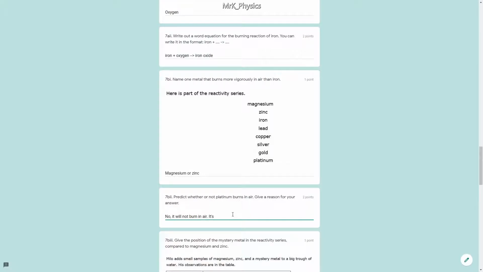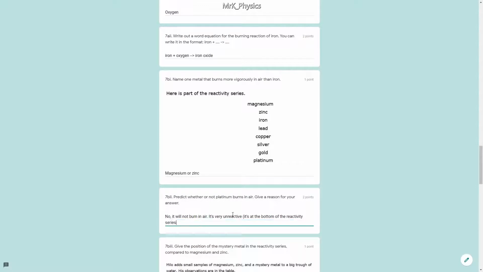It's very unreactive. You could say it's at the bottom of the reactivity series, or you could make a comparison and say it's less reactive than gold, which doesn't react with air. So if gold doesn't do it, anything lower or less reactive, that won't do it either.